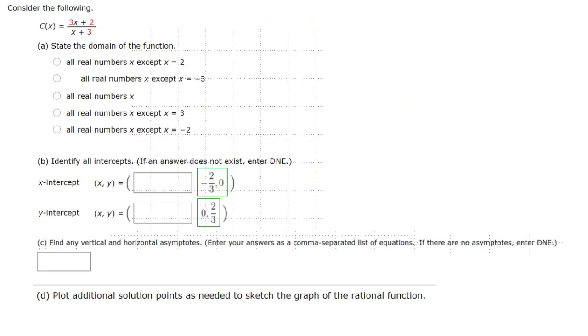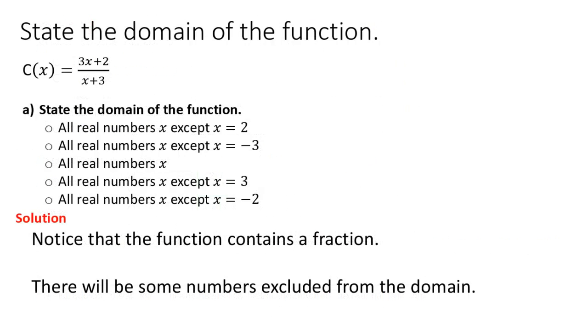Okay, so here's another problem coming straight from WebAssign, right? Consider the following function, and then they want us to do all these steps, which are the same ones that I just did right now. So let's look at the domain first. So again, we do have a fraction. So since I have a fraction, that means that I have some numbers I have to exclude. And those numbers are going to be the ones that cause me to have a 0 in my denominator.